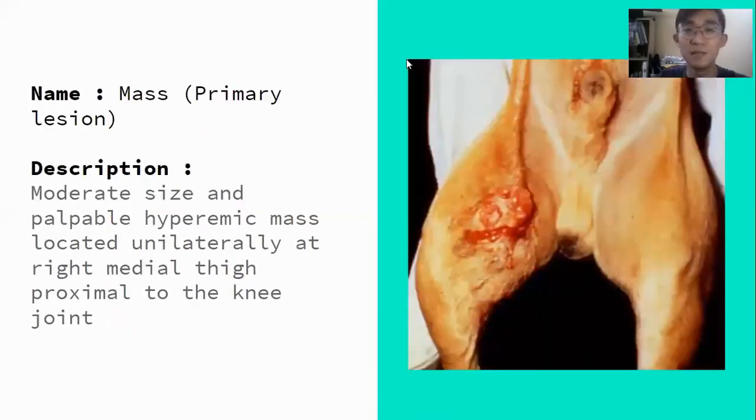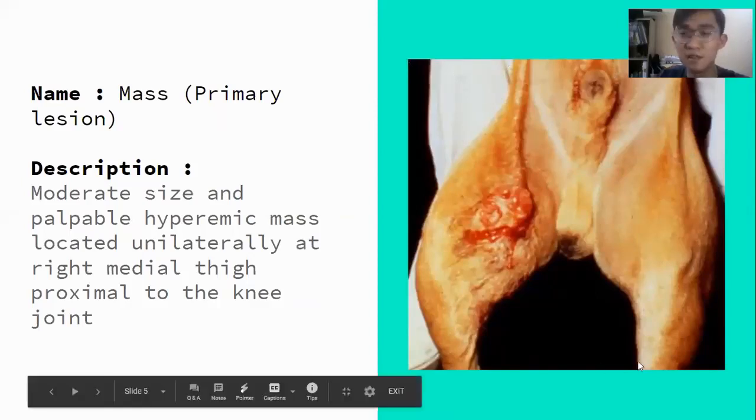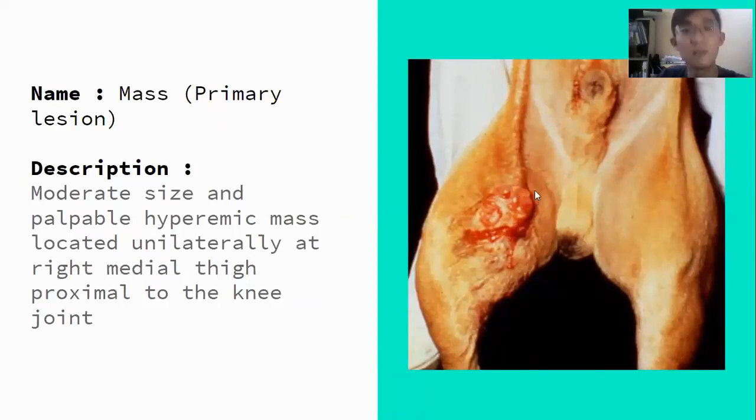And next, I'll be describing the lesion of this dog here. We can see that there's a moderate size palpable hyperemic mass located unilaterally at the right medial thigh proximal to the knee joint. For this mass, we also think that it could be a primary lesion.